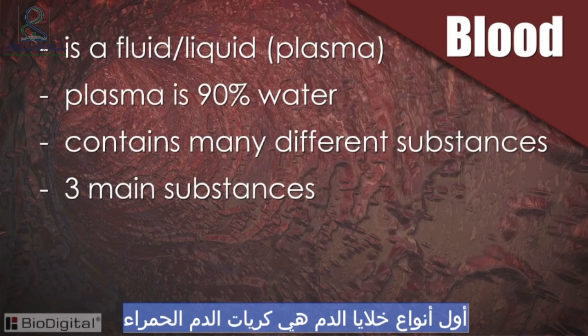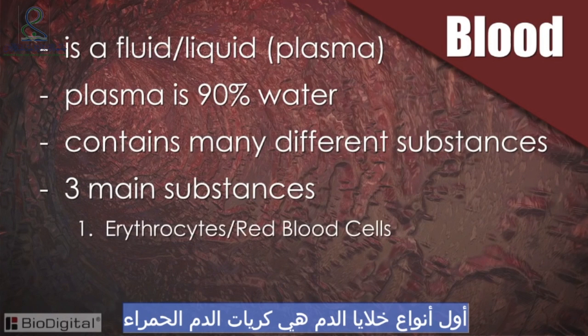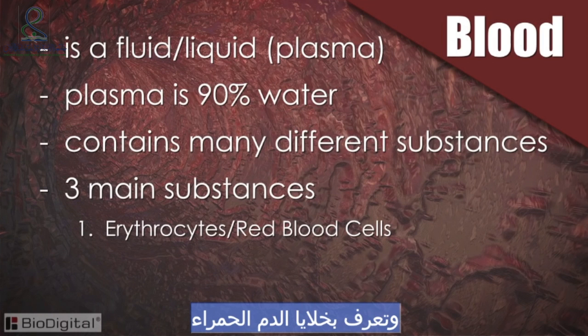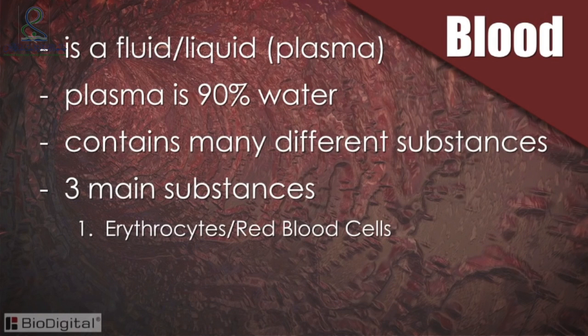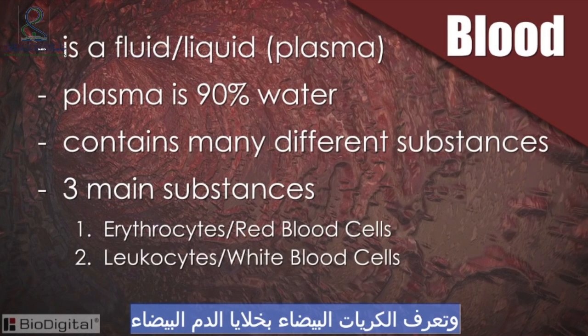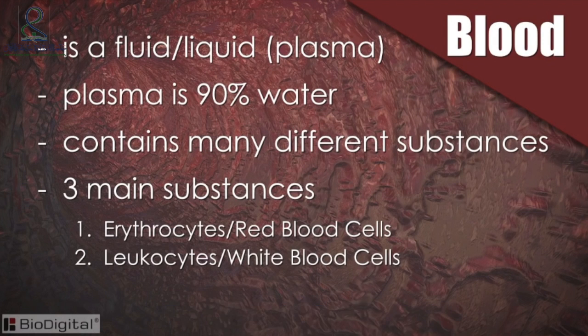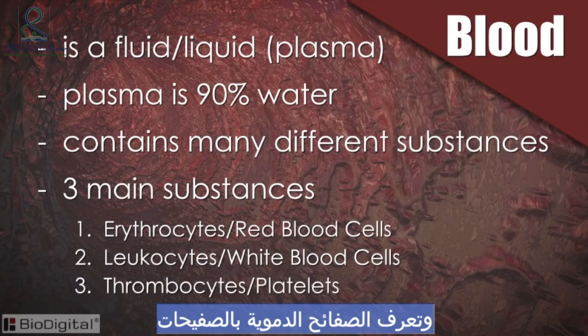The first type of blood cell is called erythrocytes. These are known as the red blood cells. Leukocytes are known as the white blood cells, and thrombocytes are the platelets.